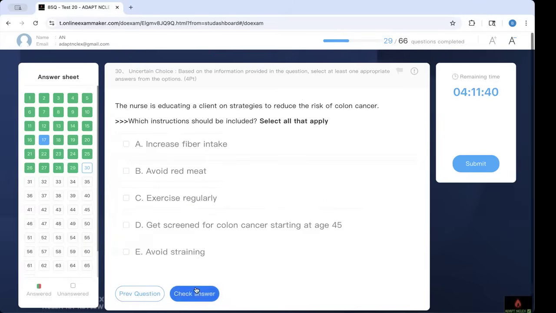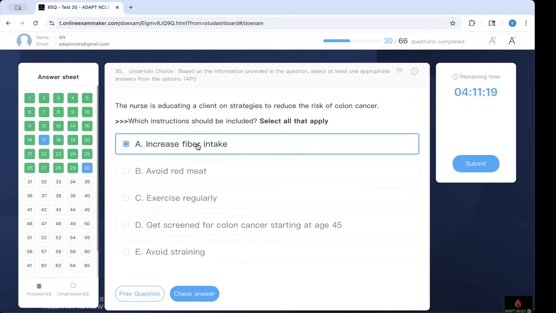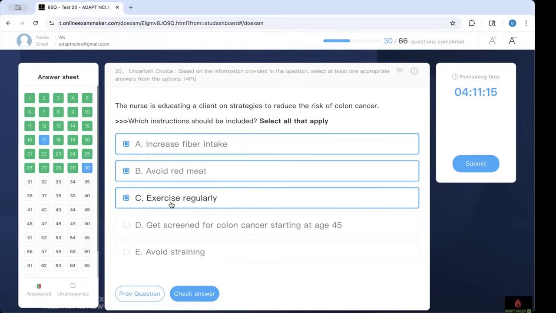We worry about it. And this is educating a client on strategies to reduce the risk of what? Colon cancer. Which instructions should the nurse include? Increase fiber intake, avoid red meat, exercise regularly, screening colonoscopy at the age of 45, avoid straining. Which of these is indicated for preventing colon cancer? Fiber makes your stool much better. Red meat, avoid it. Exercise regularly keeps you regular, and screen yourself. 45 is much better.